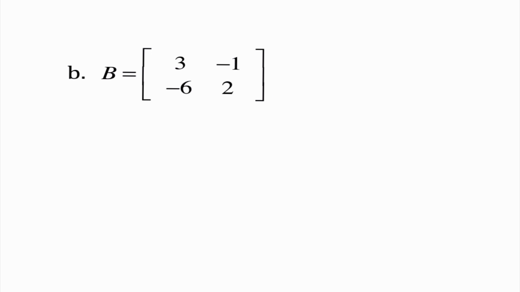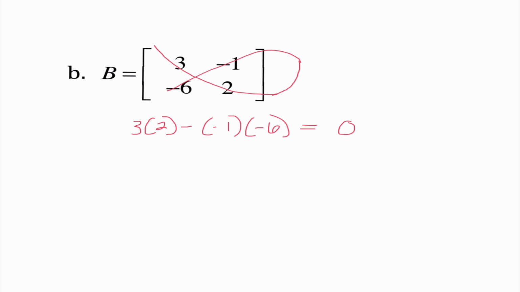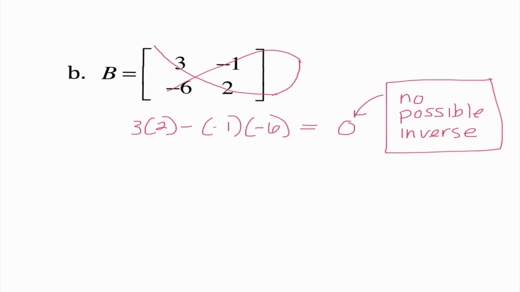Okay, for B, once again, I'm going to start by doing 3 times 2 minus, because Mr. Determifish says, subtract, baby, negative 1 times negative 6. I end up getting 0 here, and the fact that I get 0 tells me that there is no possible inverse. That's going to happen sometimes, and this looks like a perfectly normal matrix, but there's no possible inverse for this problem. The reason why getting 0 would be an issue is because when I do 1 divided by 0, we know that nothing is going to work.